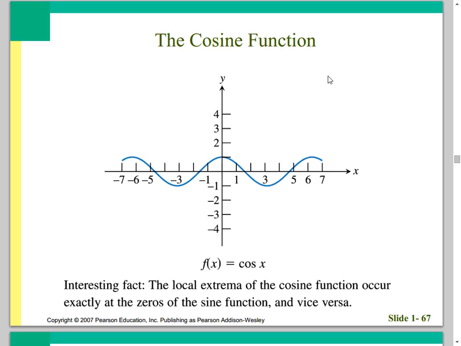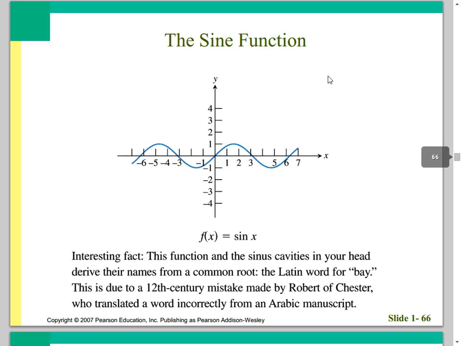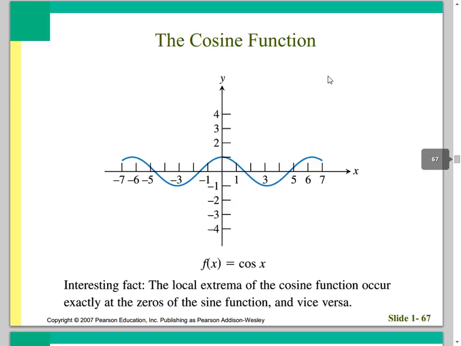Cosine function is an even function. It's really just, if you were to take the sine function and slide it over a little bit to the left, you would get the cosine function. In fact, cosine and sine are called co-functions. That's where we get cosine from. Cosine is the co-function of sine, and we'll talk about that in chapter 4. But the local extremes of cosine functions occur at the zeros of the sine function and vice versa.